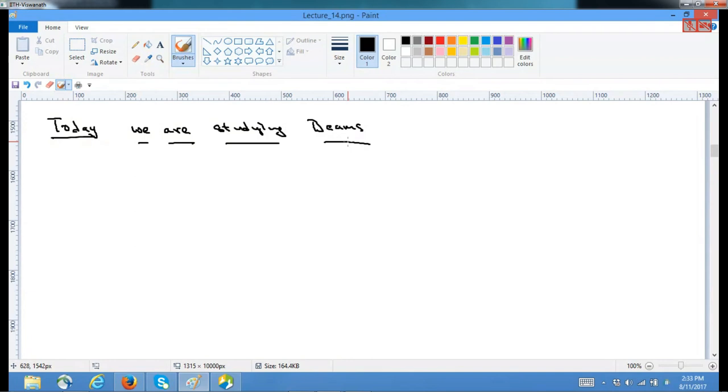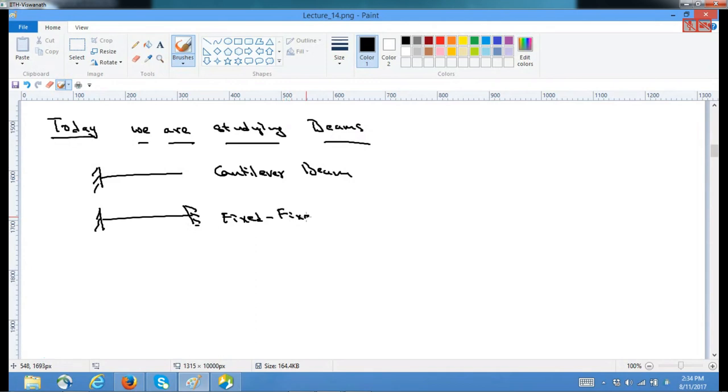Let's take a typical beam. Beams can be of several types depending upon the boundary conditions. One is a cantilever beam. Can be a fixed beam, that means both sides are fixed, or a simply supported beam. And there are other overhanging and other kinds of beams depending upon the boundary conditions. So this is the classification based on the boundary condition.